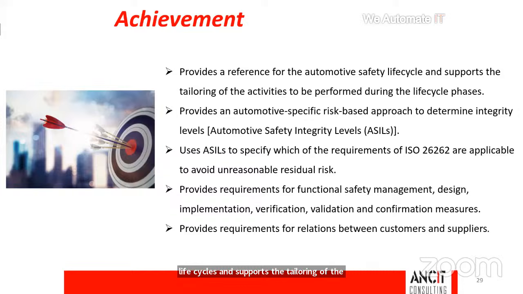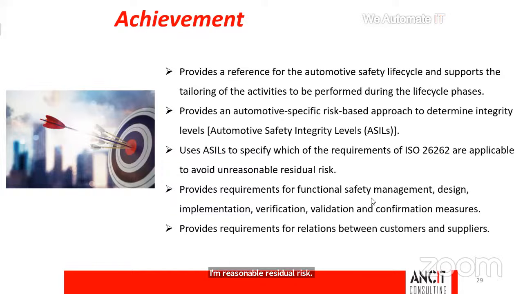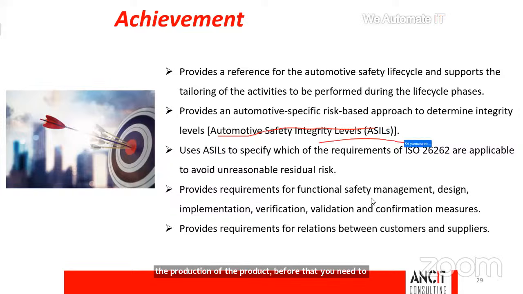You need to pass through a lot of life cycles before getting into the production stage. It provides an automotive-specific risk-based approach to determine integrity levels, which we call ASIL, the automotive safety integrity levels. We need to specifically provide that, and use these ASILs to specify which requirements of ISO 26262 are applicable to avoid unreasonable residual risk. So before going to production of the product, you need to determine some ASILs. Based upon that, you need to re-engineer or redevelop so that you are able to avoid the unreasonable residual risks.